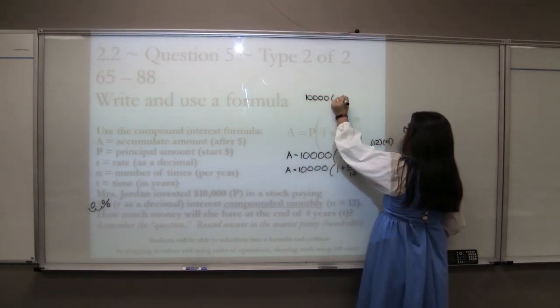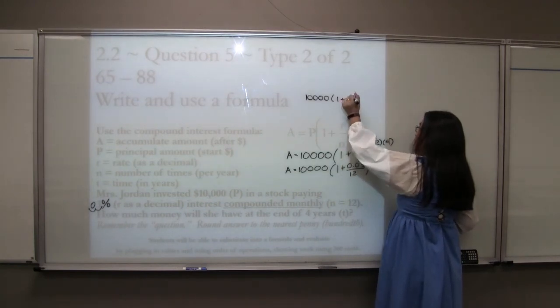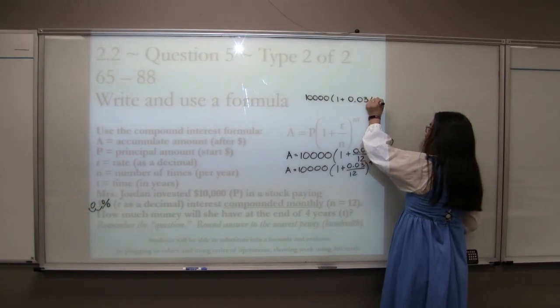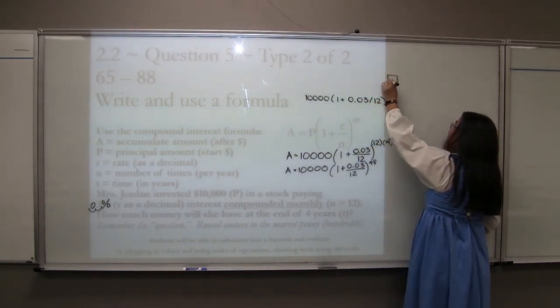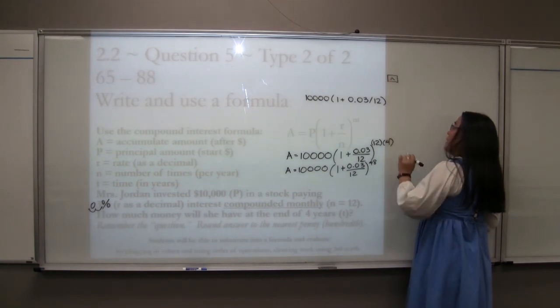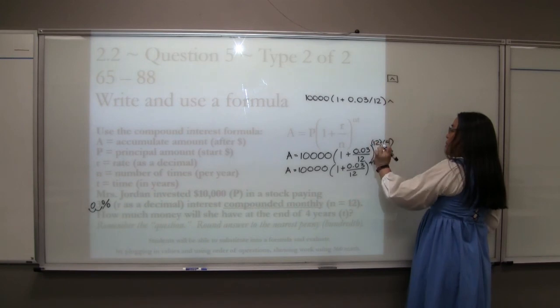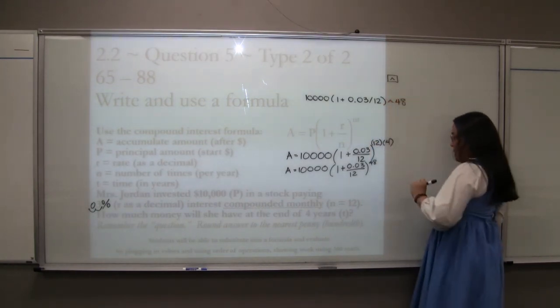parentheses, 1 plus. If you have the fraction to make it top and bottom, go for it. Otherwise, 0.03 divided by 12. And then there's a caret button. It's on the right-hand side. It just looks like the caret from English. And that says up in the corner. Some of you, it will push you up into the corner. Some of you, it will leave it like that. And then you type in 48 and you hit enter.